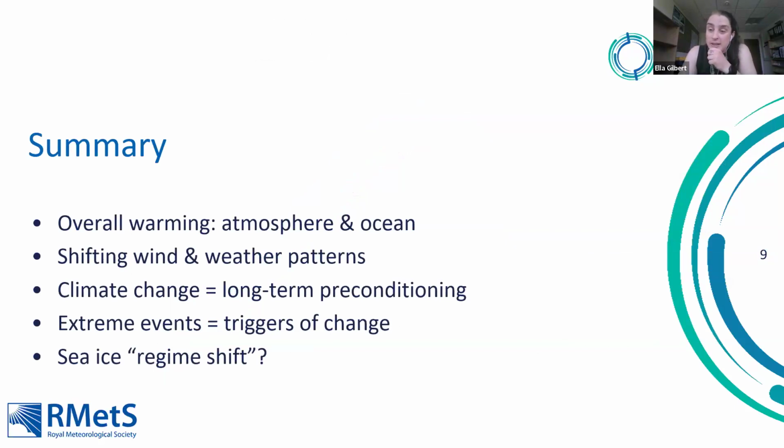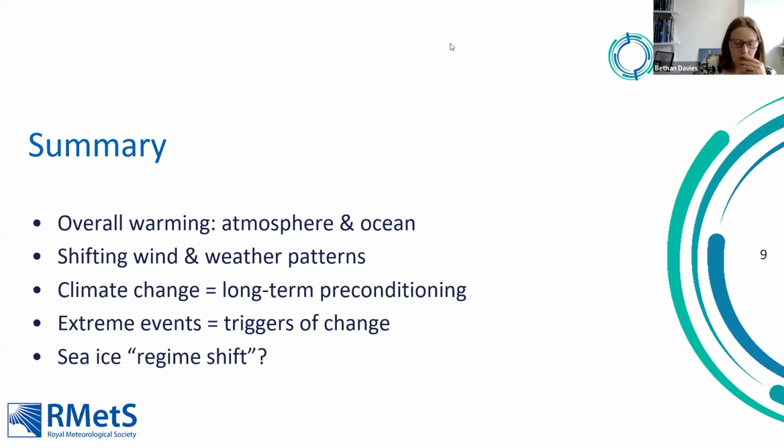So in summary, we're seeing considerable climate change in the Antarctic, both in the atmosphere and the ocean. That's having impacts on weather patterns. The background of climate change is preconditioning changes, and extreme events often act as a kind of trigger for significant changes like ice shelf collapse or sea ice loss. And there may be some evidence emerging of a kind of regime shift in sea ice. Thanks.